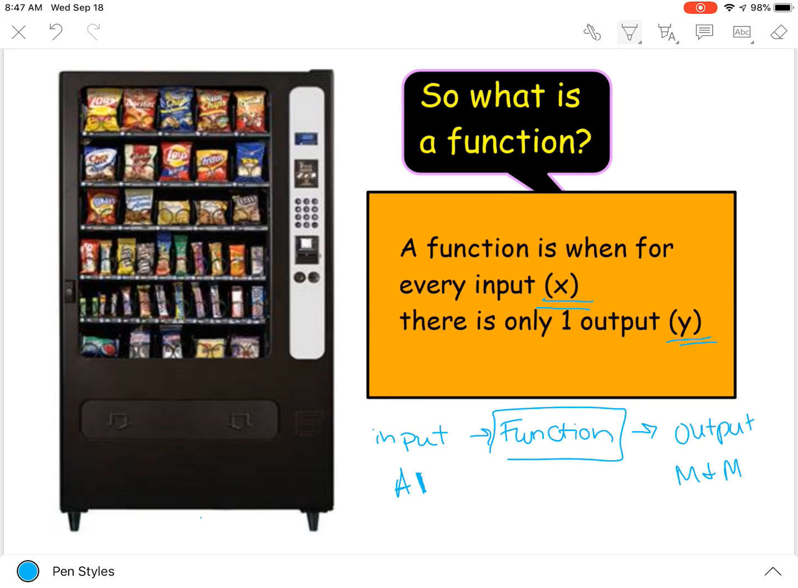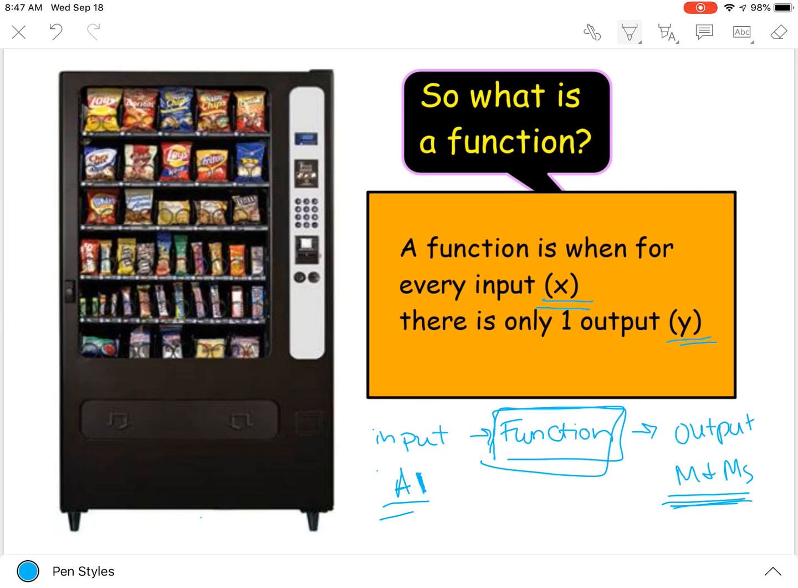And the only possible thing that we could get by plugging in A1 is M&Ms. That's a function. That's what a function is. You have some type of input, whatever it may be, your function does its job, and then you get a resulting output from it.